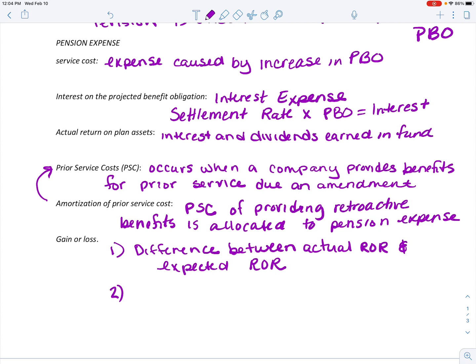And the second piece that could impact a gain or loss or cause a gain or loss is a change in the projected benefit obligation. Remember, these actuaries, they make a lot of assumptions. These are just estimates, and so some of the actual experience can differ from what we expect. So if there is a change in that projected benefit obligation, we would recognize that as a gain or loss.